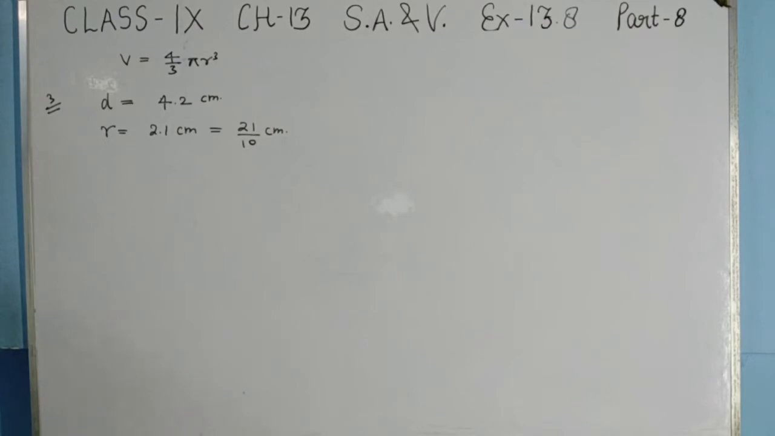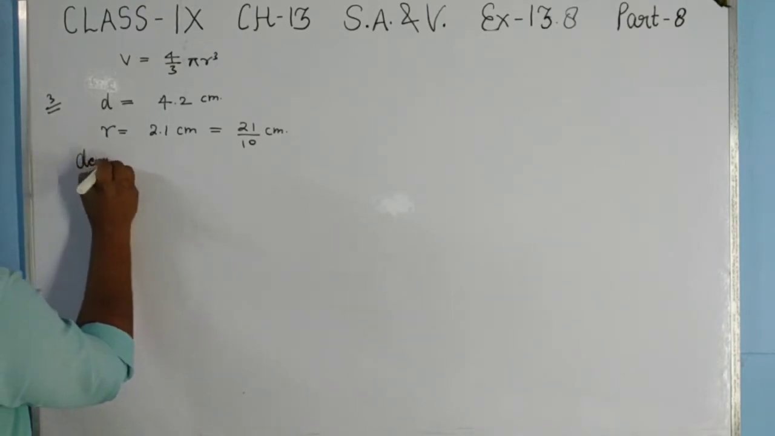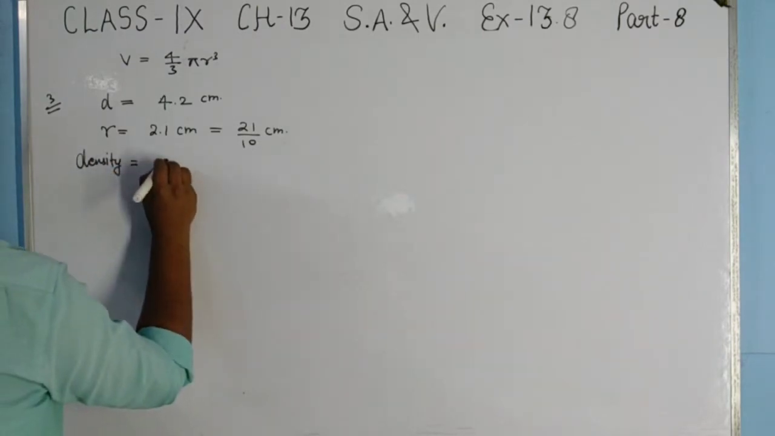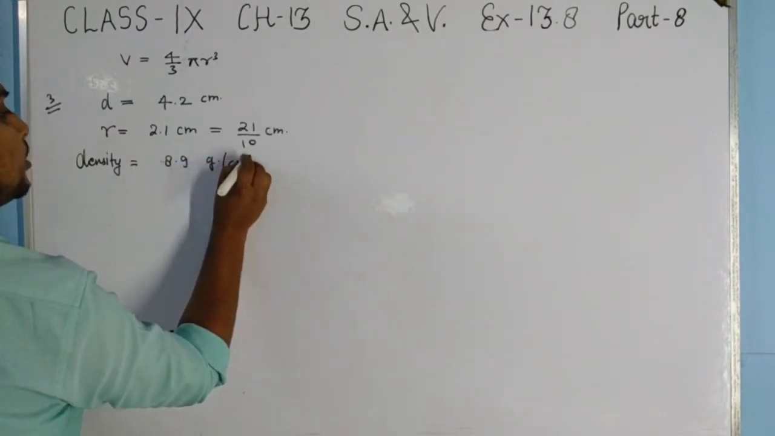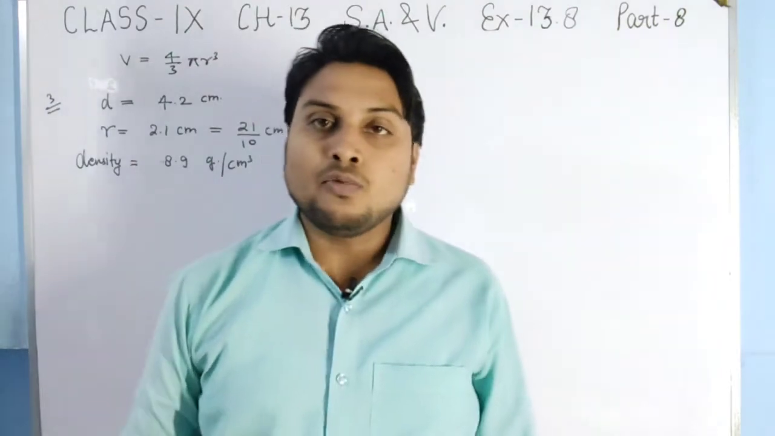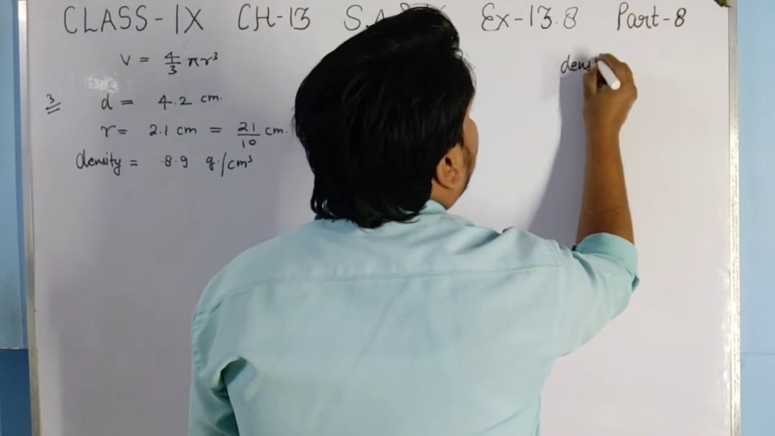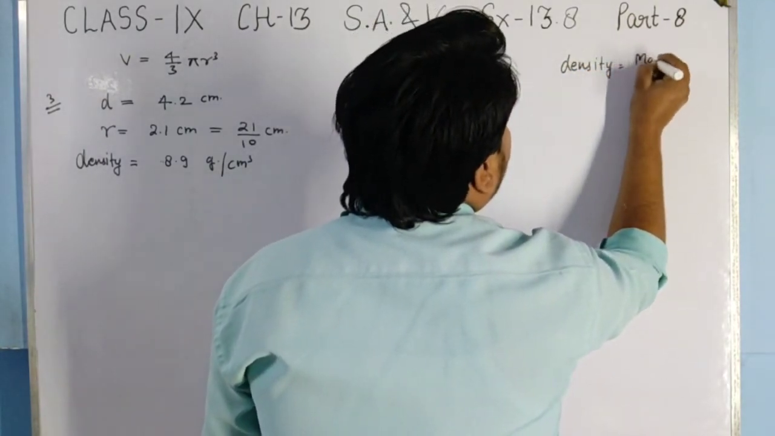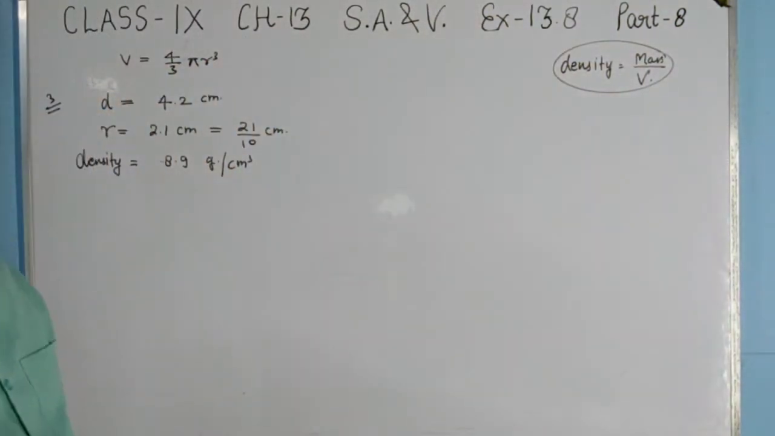You have to find the mass, and density is given, 8.9 gram per centimeter cube. So students, the relationship among mass, volume and density is that density is equal to mass upon volume. This is the formula.